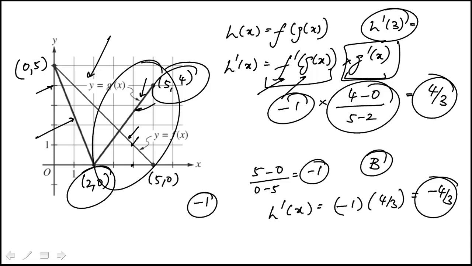I did it the long way. The second method is finding those functions and computing the composite and then doing the derivative, but this is the direct way to do it. So to recap, the answer is -4/3, choice B.